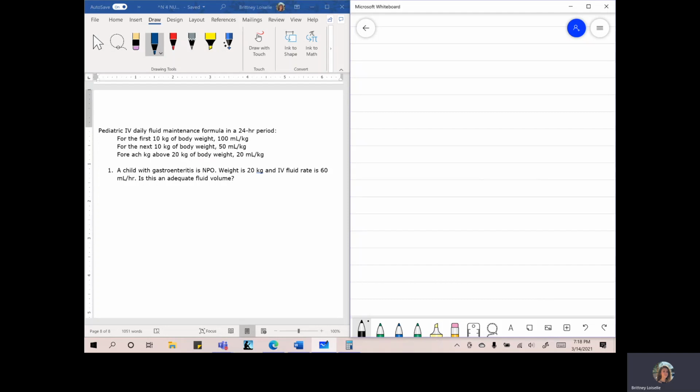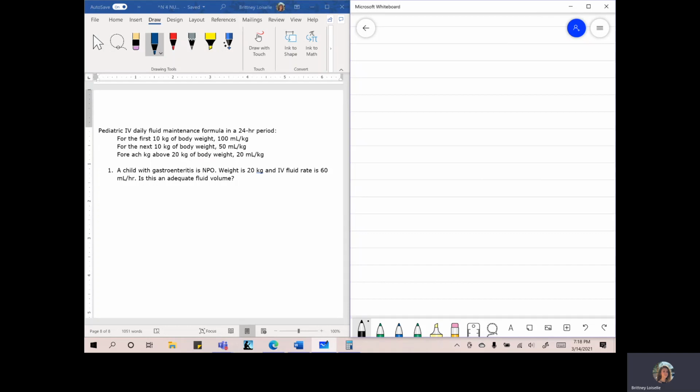So the question is, a child with gastroenteritis is NPO. The weight is 20 kilograms and the IV fluid rate is 60 milliliters per hour. Is this an adequate fluid volume? And I just want you guys to keep in mind that when you have pediatric fluid maintenance, you have a 10% rule, so it can be within 10% of the range here, okay?